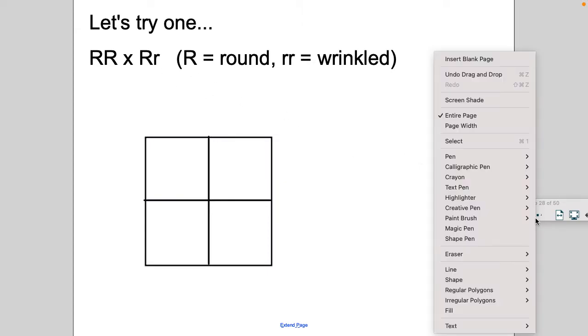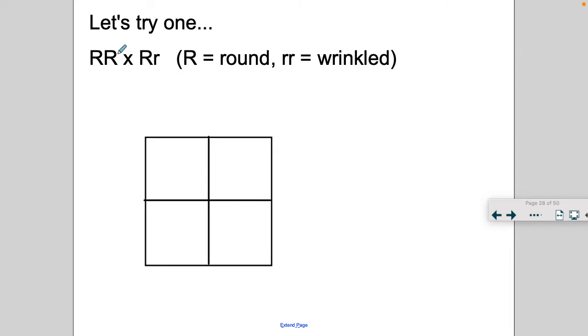So let's try a Punnett square here. You might come across a problem where one parent is going to be big R, big R, and it's getting crossed with big R, little r. Big R stands for round and little r is wrinkled. So automatically I can say this is my dominant trait and this is my recessive trait. So the first step is you write one parent on top. So I take a look at this parent right here, and that's going to be big R, big R. And on the side you write the second parent, big R, little r.